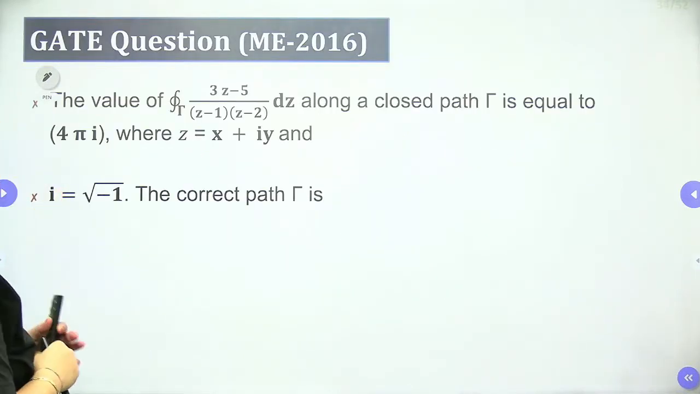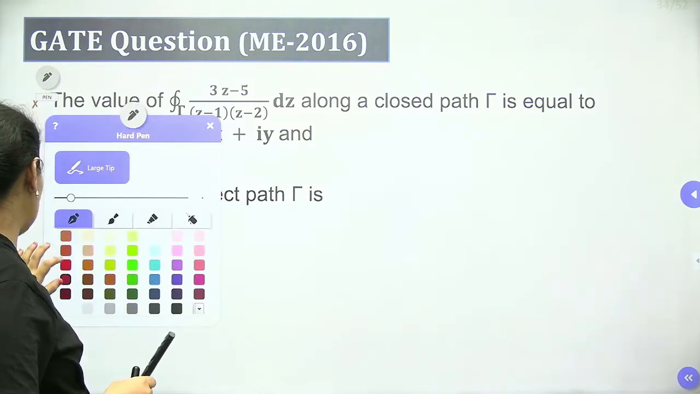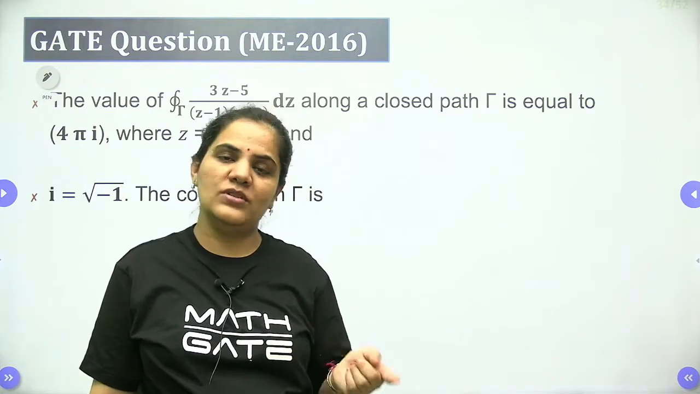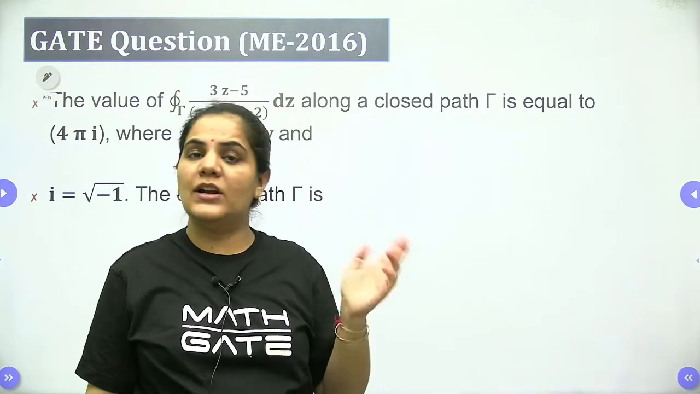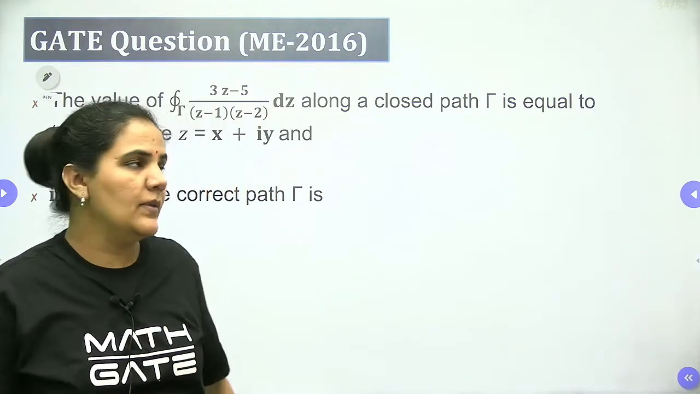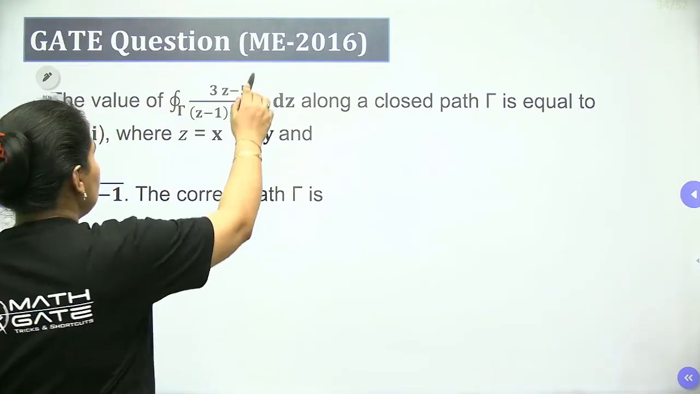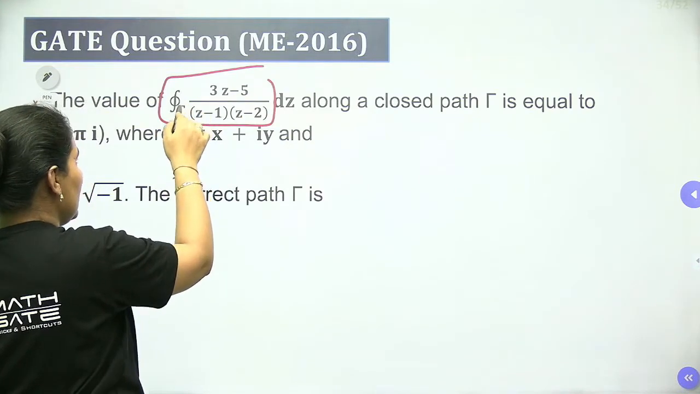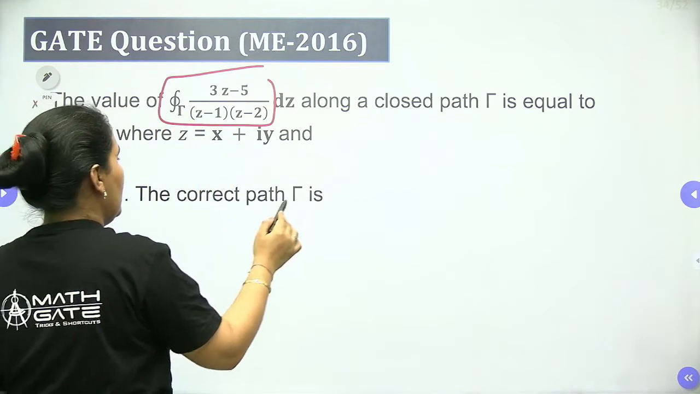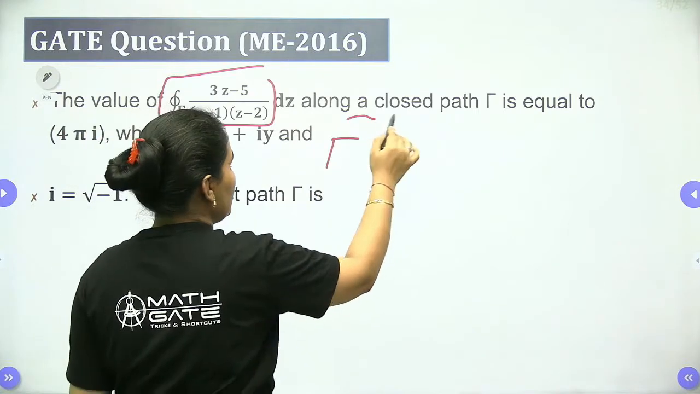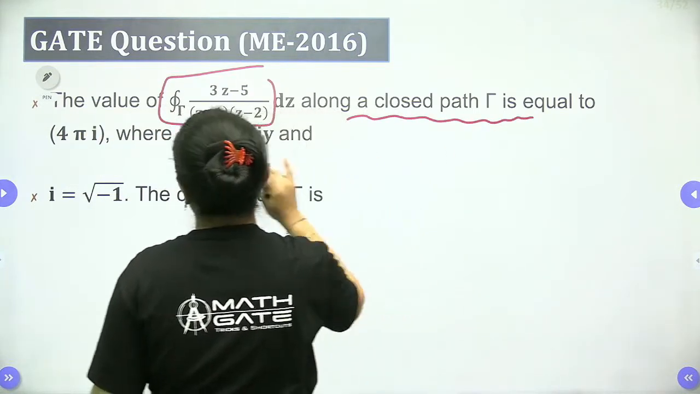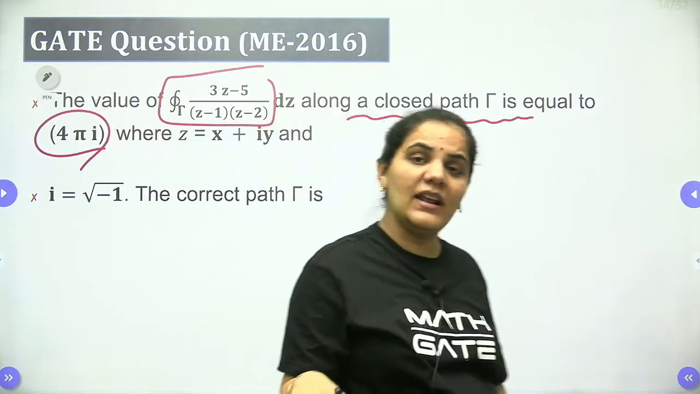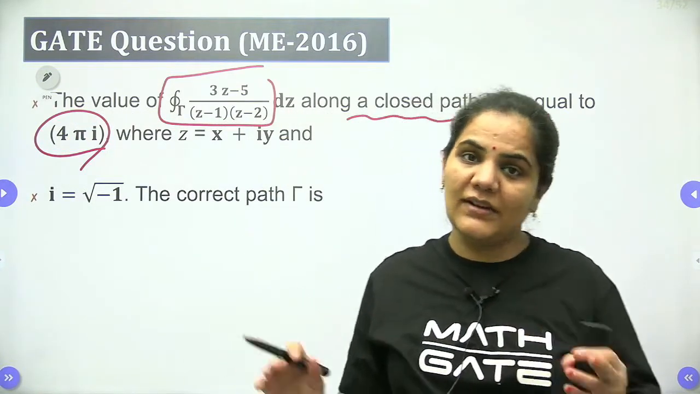This is again a very good question. We can approach the same question with the help of Cauchy's residue theorem and Cauchy's integral formula also. I will tell you both approaches for the same question. So here we have the value of a closed integration. See, it's denoting the closed path. Along a closed path, this is equal to the value of integration that we already have.